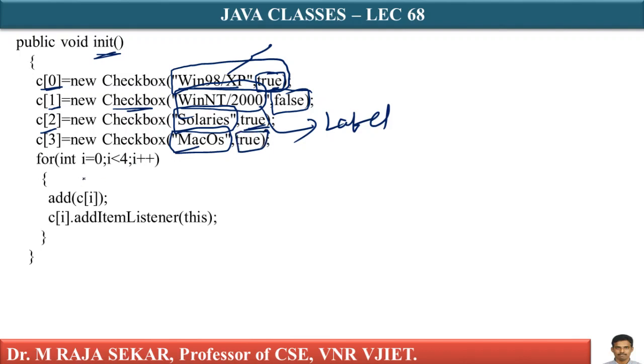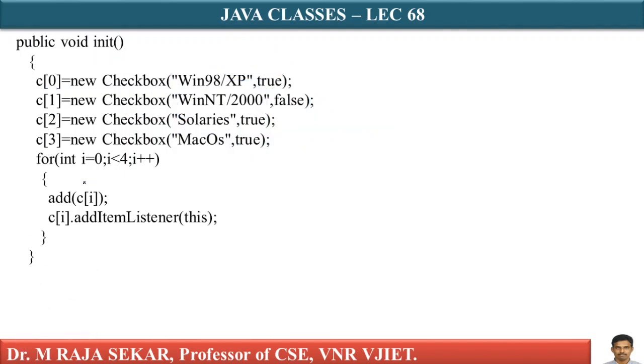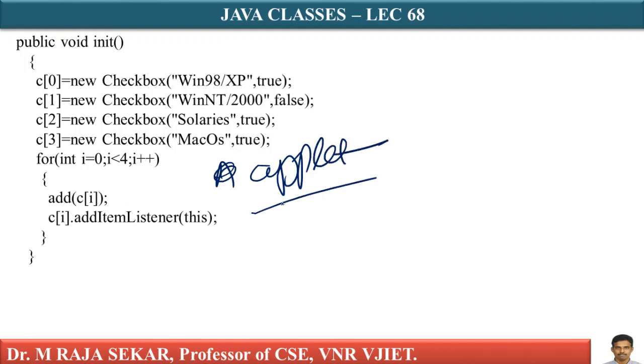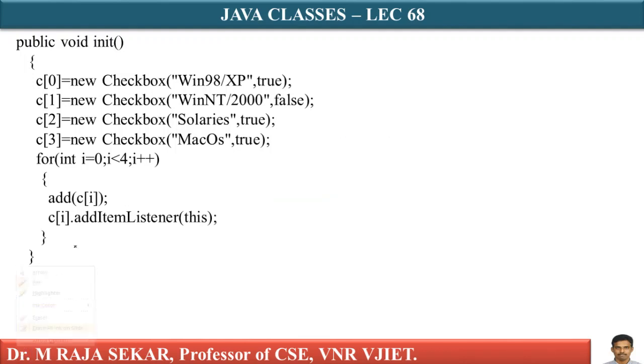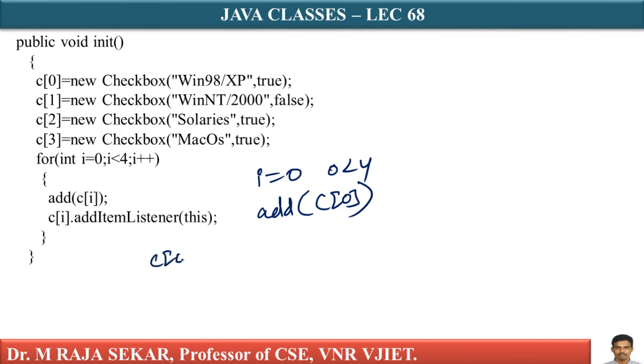How many checkboxes do I have here? I have 4 checkboxes. Now, what can I do? I can add these checkboxes to the applet window. How can I add? It is simple and straightforward. i equal to 0, i less than 4. Add c[i]. I am adding the first checkbox, c[0] dot addItemListener. Add item listener means I am implementing listener for this particular checkbox, isn't it?